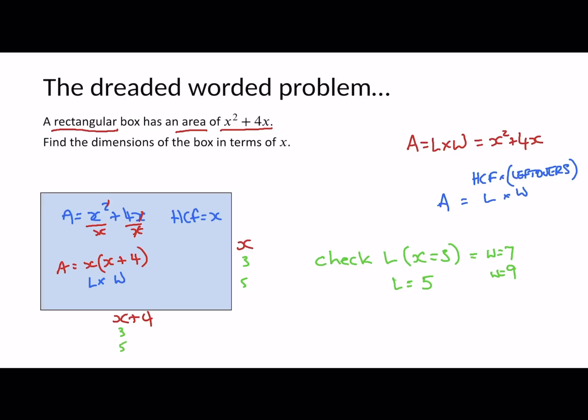Now that's just a simple example. There are plenty of worded problems, but they're all the same. Doesn't matter what shape you've got, draw the shape, write the equation to work out the area or the perimeter, or see what you can simplify, and factorise, and you will have a mathematical problem very quickly instead of a worded problem.